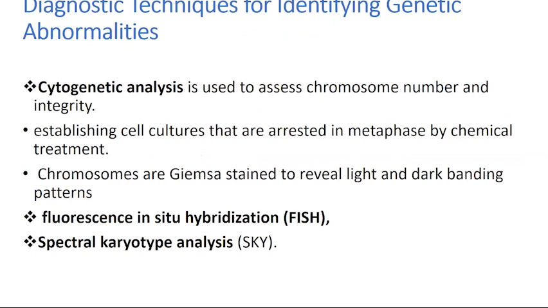The diagnostic technique for identifying genetic abnormalities is cytogenetic analysis, which is used to assess chromosome number and its integrity. It establishes cell cultures that are arrested in metaphase by chemical treatment, and then light and dark bands are seen, and they show whether the chromosome is normal or not.